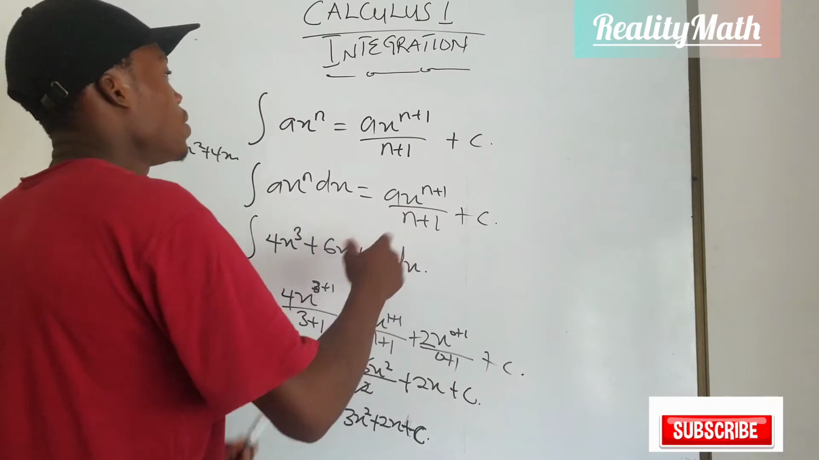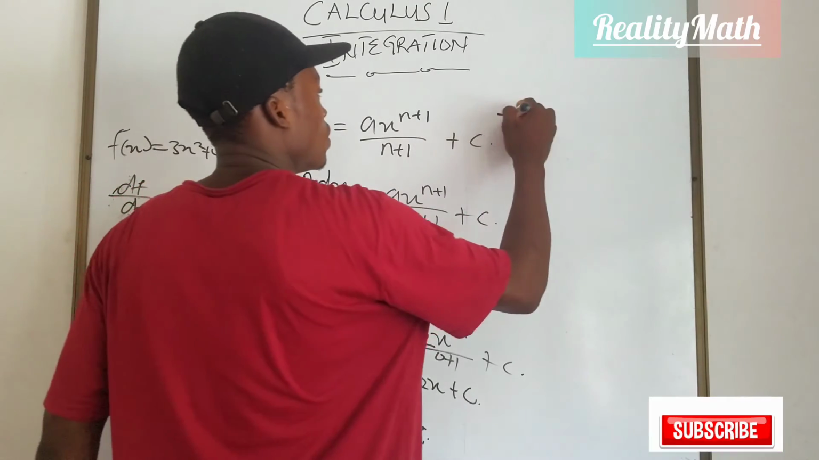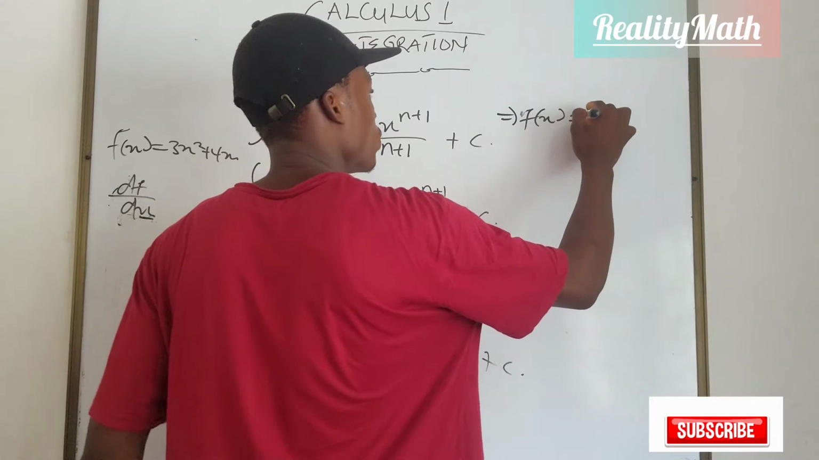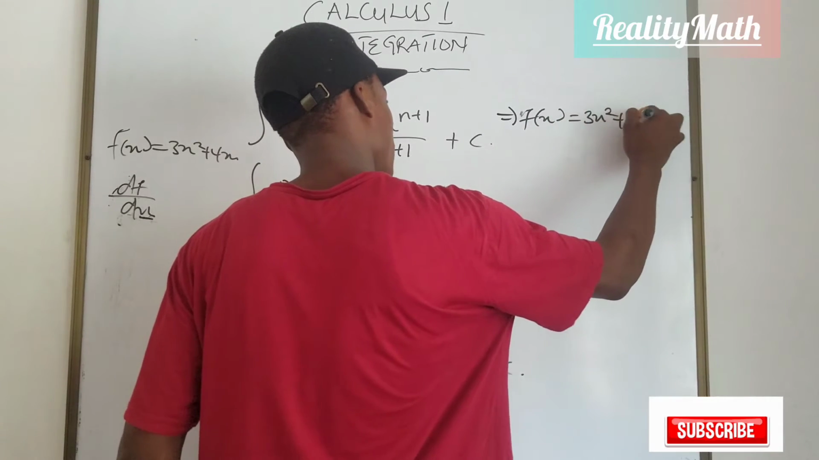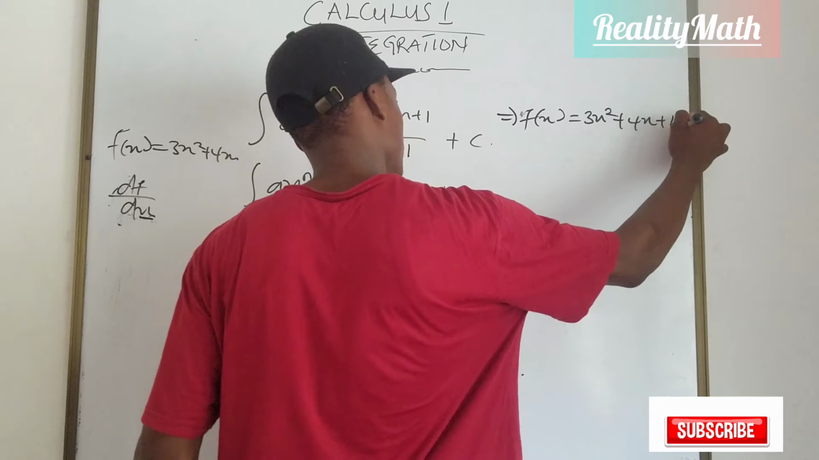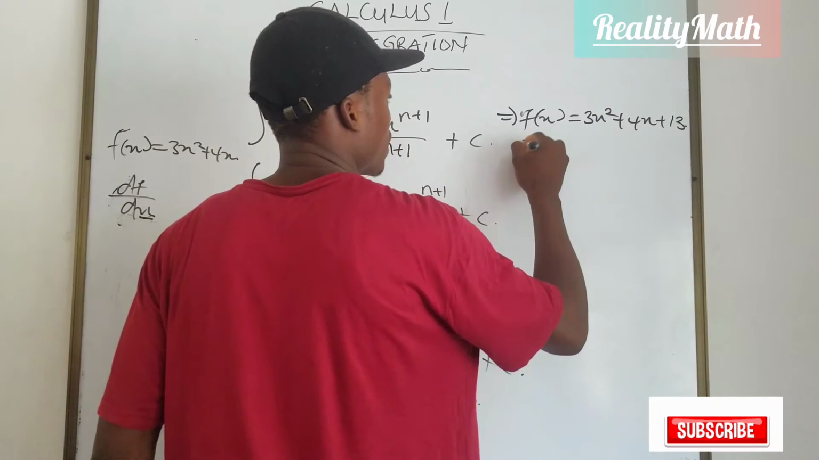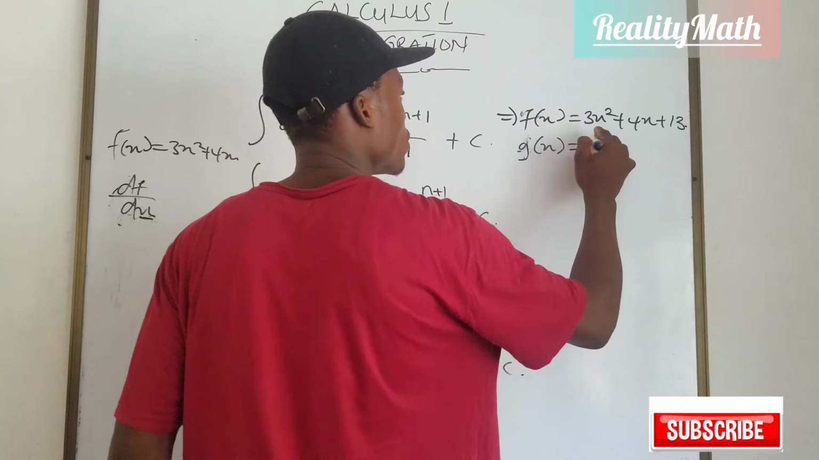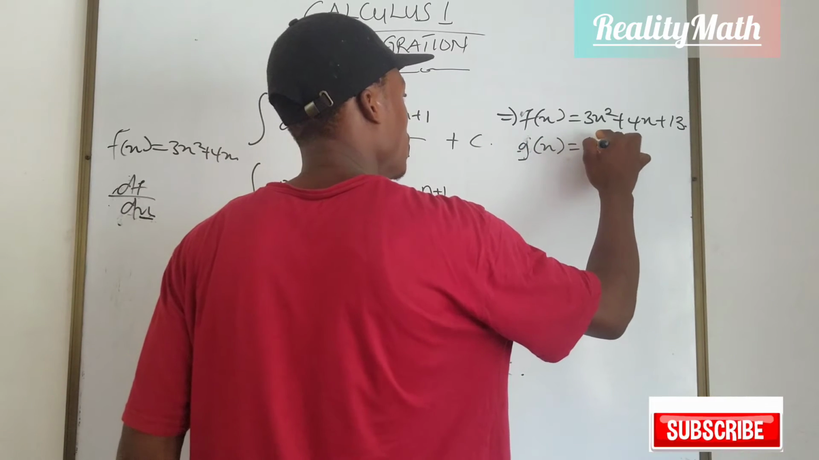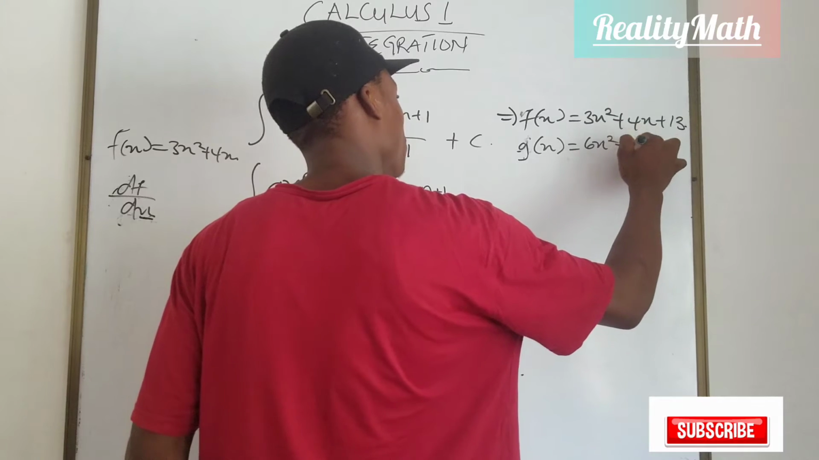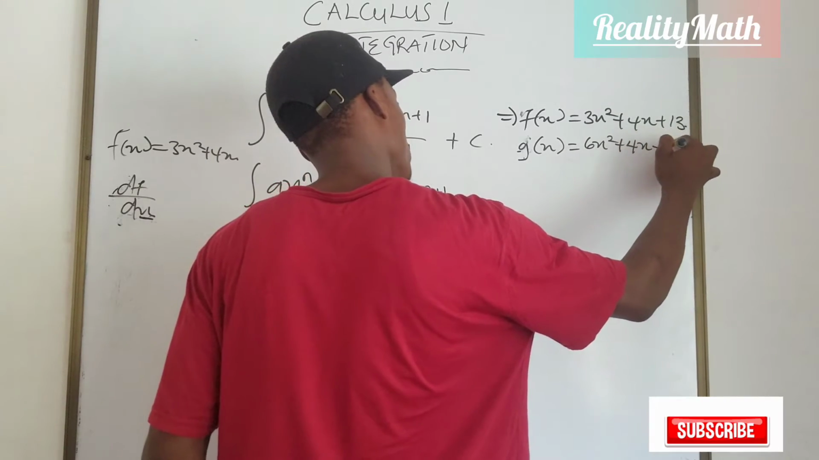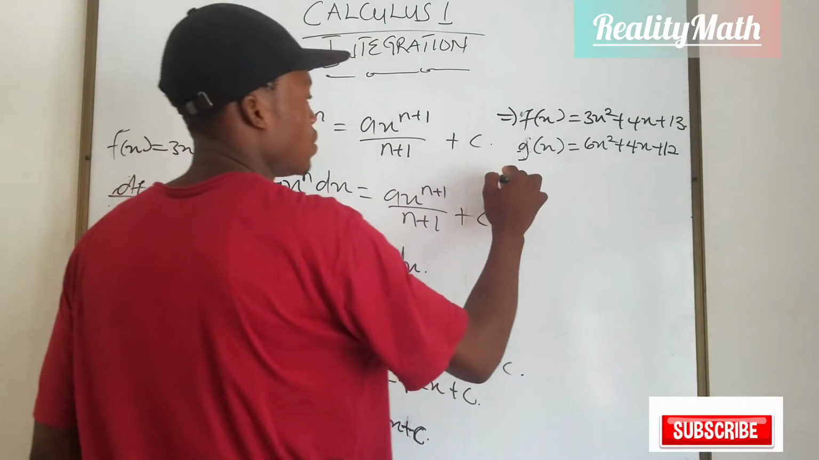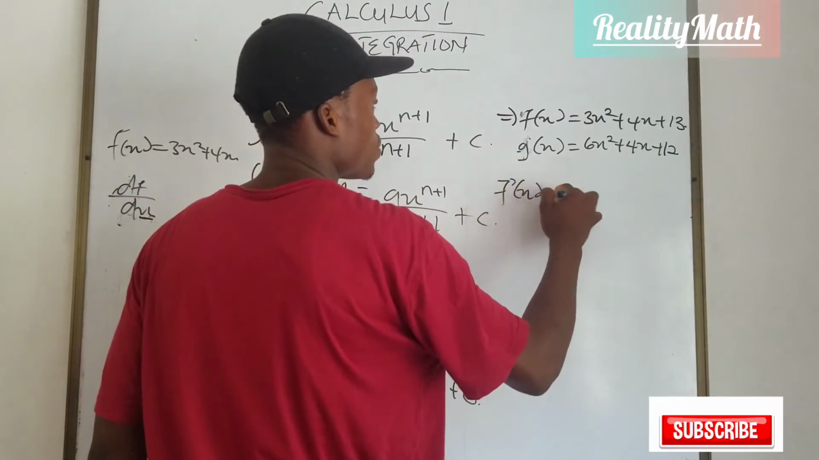Let's see. Let's take a function like f of x equal to 3x squared plus 4x plus 13. Another function, let me give this one, g of x equal to 6x squared plus 4x plus 12. Let's find the f prime of this function. F prime of x is going to give us what?